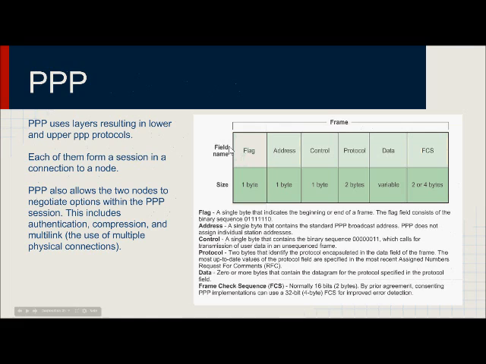Point-to-point protocol. Point-to-point protocol uses layers, resulting in lower and upper PPP protocols. Each of them forms a session in a connection to a node. PPP also allows the two nodes to negotiate options within the PPP sessions. This includes authentication, compression, and multilink. As we can see, we have another 6 fields for the frames used in PPP: the flag, the address, control, protocol, data, and frame check sequence.